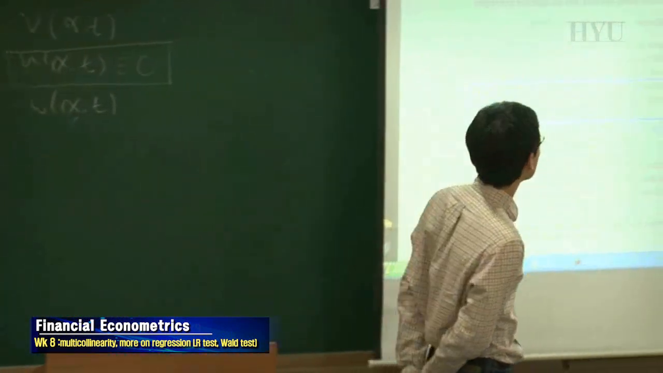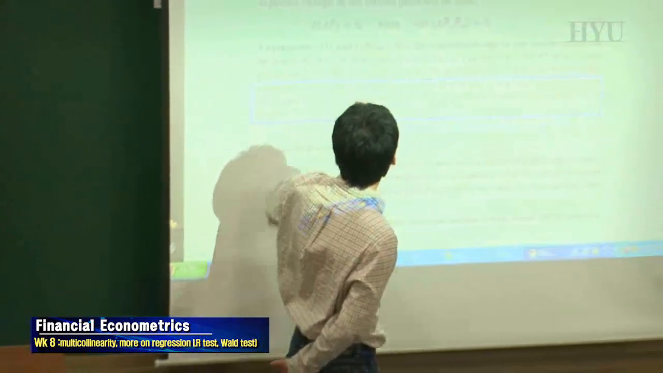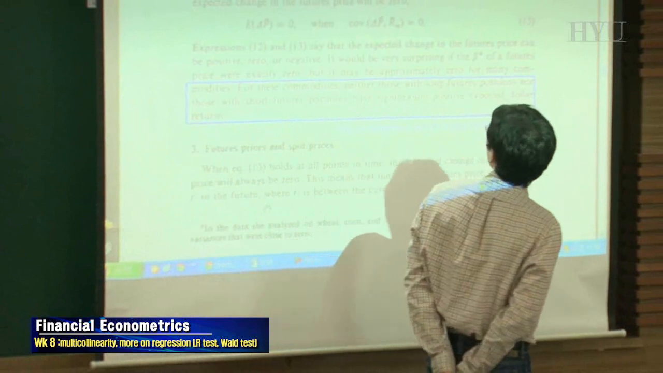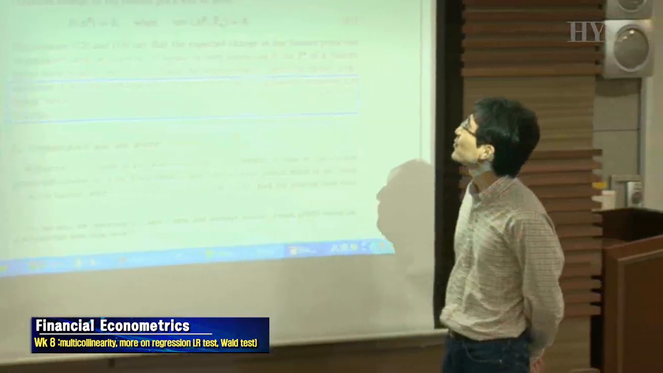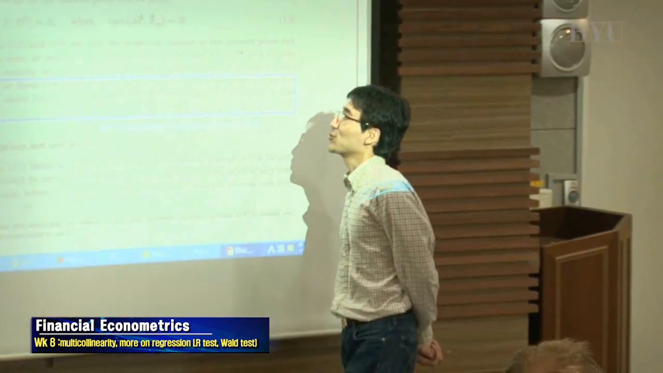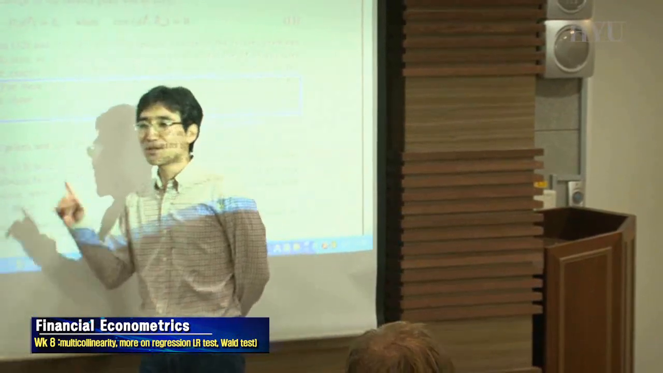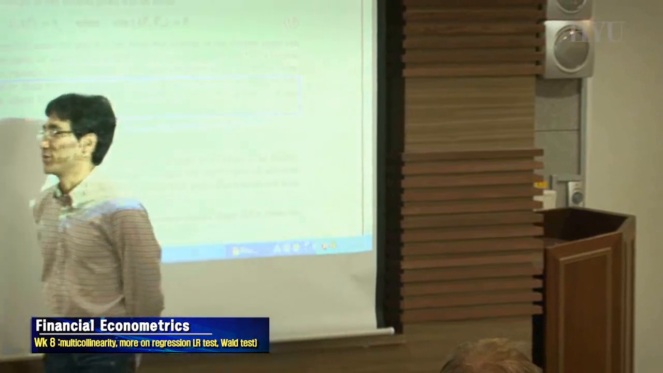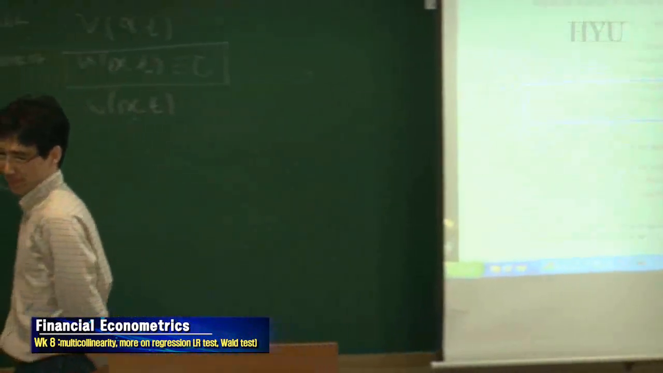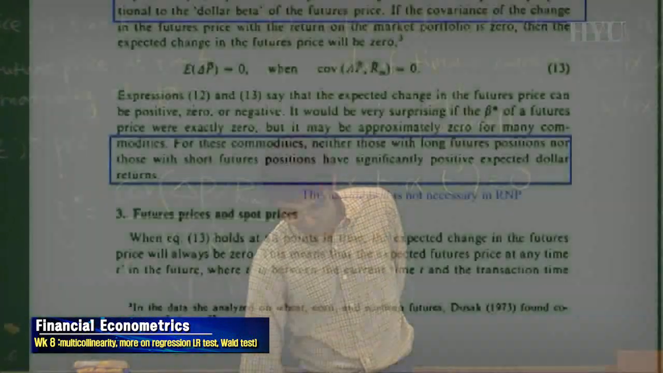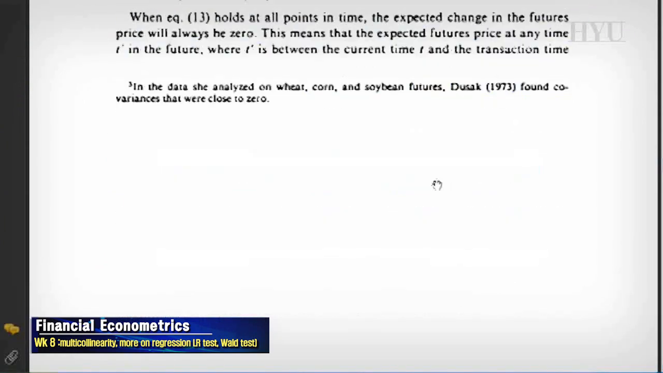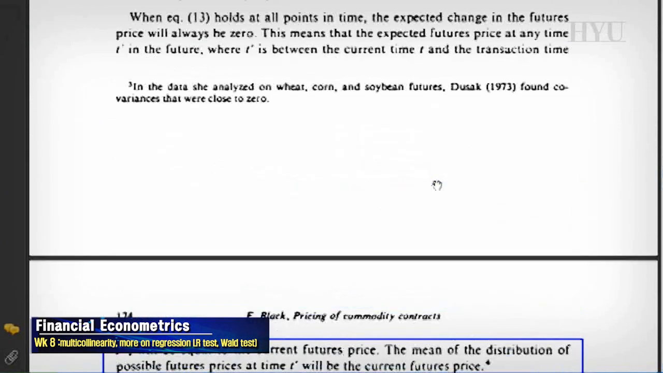So for this purpose, let's simply assume the covariance of the change of the futures price, delta P, and the market return is 0. Therefore, the expected change of this contract is 0 as well. For your information, this assumption is actually not necessary, but for simplicity, let's assume this.